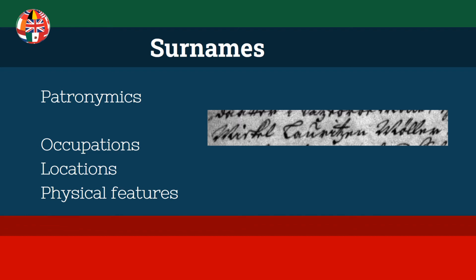So the example that I have shown here says Michael Lauritzen Muller. And I'll talk about that last part in just a minute, but let's talk about Michael Lauritzen. So his father's name would be Lauritz. Sometimes it would be abbreviated to Lars. But if I'm looking for Michael's father, I'm not going to look for someone with the surname of Lauritzen. I'm going to be looking for Lauritz, somebody who had a son named Michael.